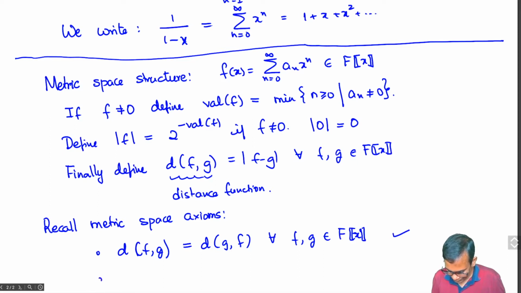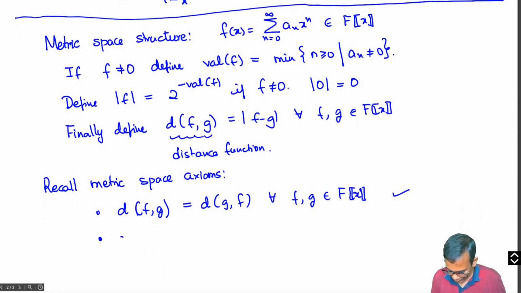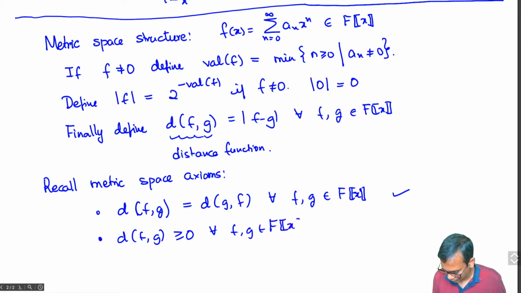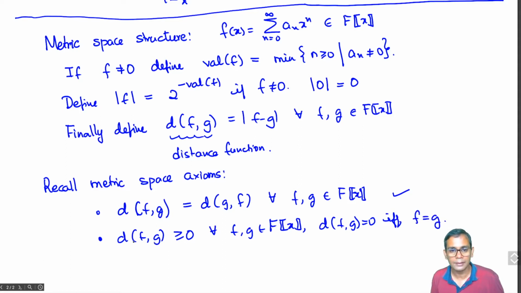Then the second axiom is that d(f,g) is greater than or equal to 0 for all f, g in F[[x]], and equality holds if and only if f is equal to g. So d(f,g) equals 0 if and only if f is equal to g. Now this is also quite easy to see, because the way I've defined the norm, it's always something positive except when f is 0, in which case it's 0. So this distance is always greater than or equal to 0.